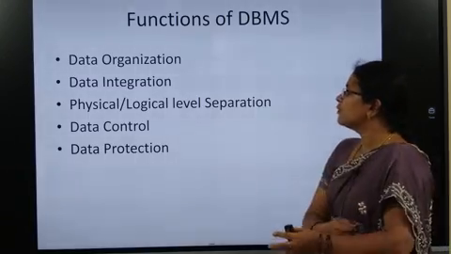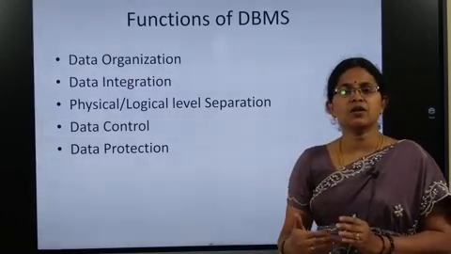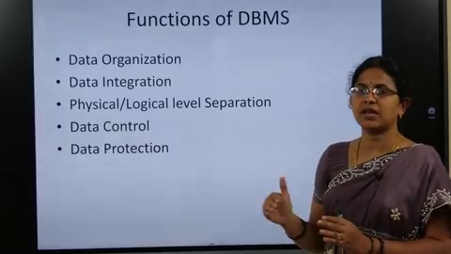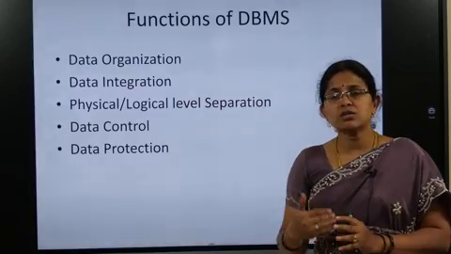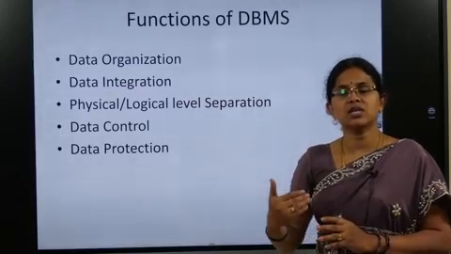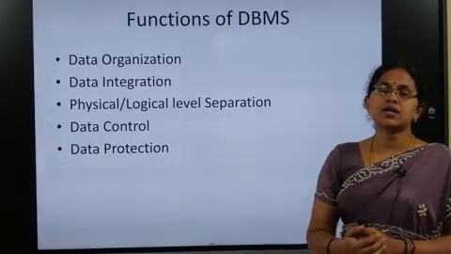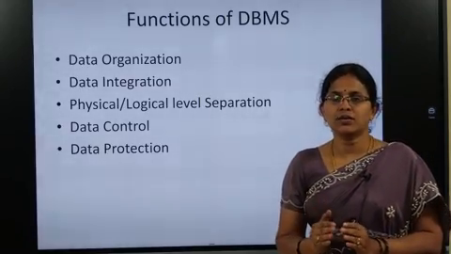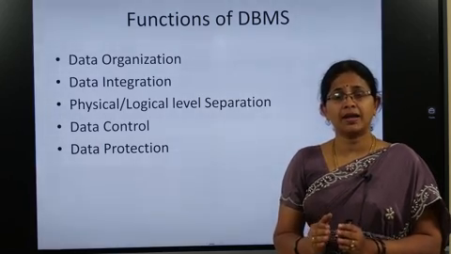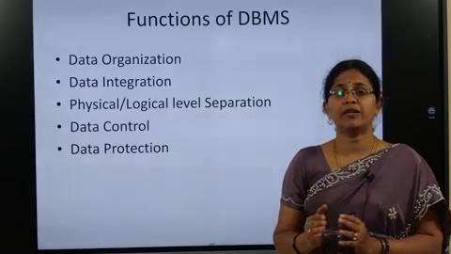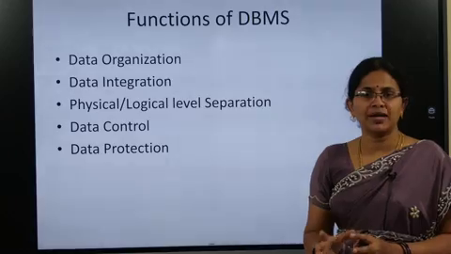Third one, physical or logical level separation. It means, based upon the design of the data, you can see the physical level and the logical level, and you can also separate the data based on these two levels. That is also possible. Next one, data control. It means what type of data I can store, what type of data I can remove, what type of data I can update, and what type of data I can manipulate. All these are well controlled by the DBMS.